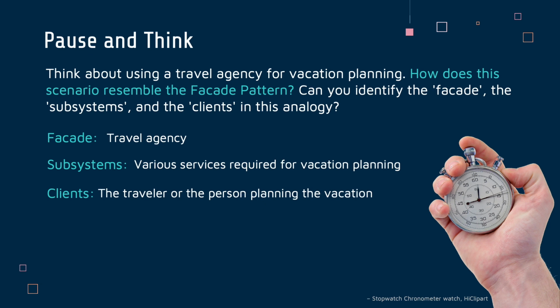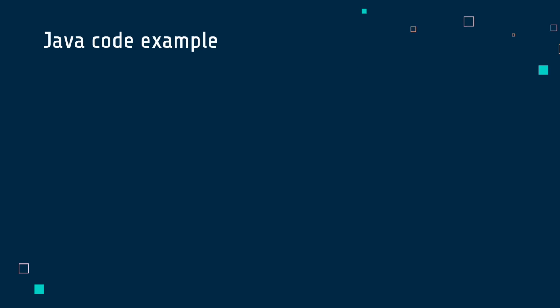The client is the traveler or the person planning the vacation. By using the travel agency, the traveler doesn't need to directly interact with each of the individual services. Instead, the traveler deals with just one interface, the travel agency, which manages all the different services behind the scenes. This simplification and abstraction of complex processes are at the heart of the facade pattern. Now, let's see how this analogy translates into our Java code example.